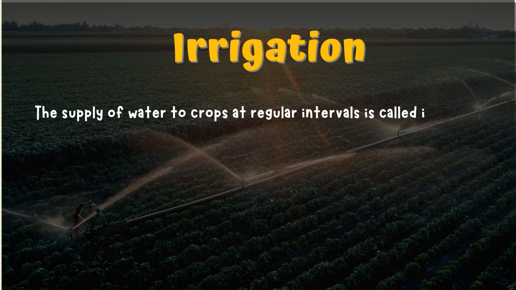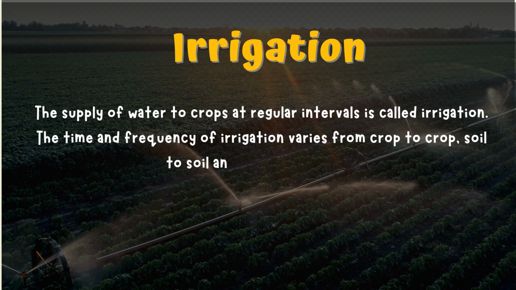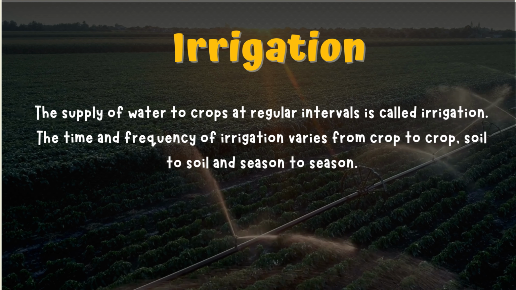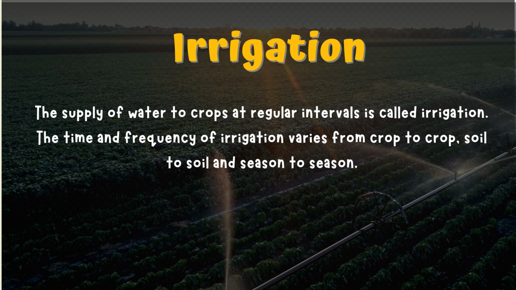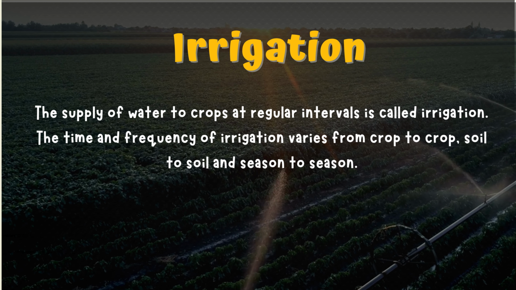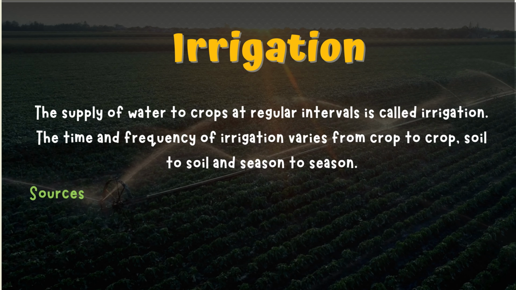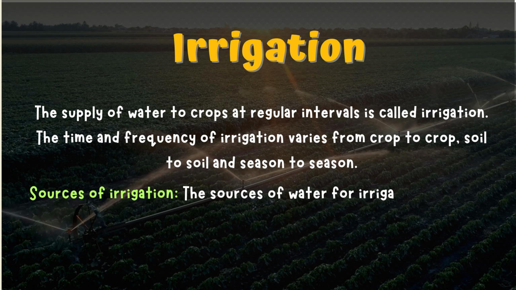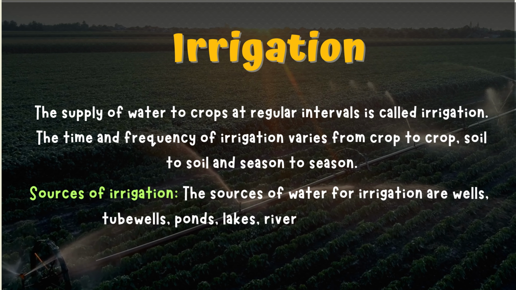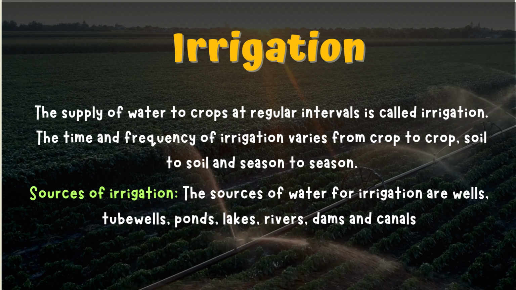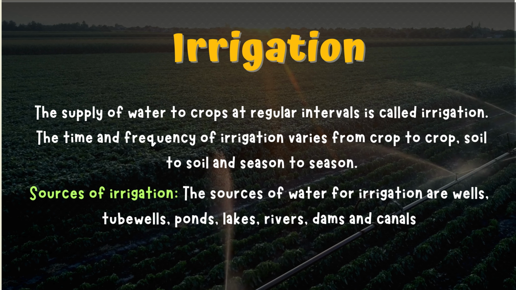Irrigation. The supply of water to crops at regular intervals is called irrigation. The time and frequency of irrigation varies from crop to crop, soil to soil and season to season. Sources of irrigation. The sources of water for irrigation are wells, tube wells, ponds, lakes, rivers, dams and canals.